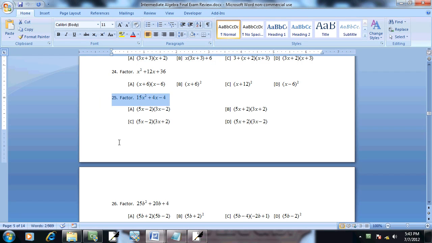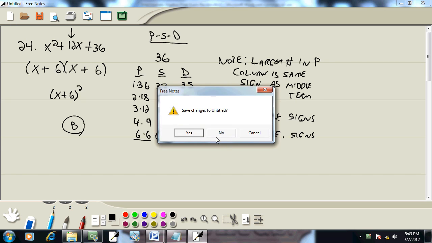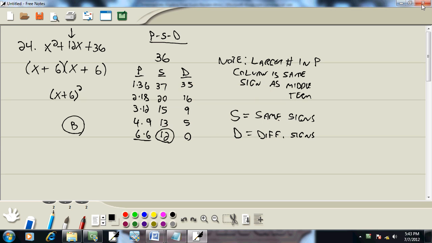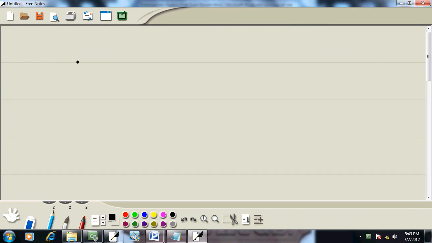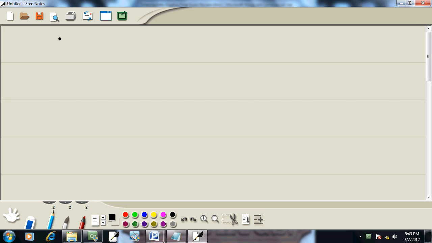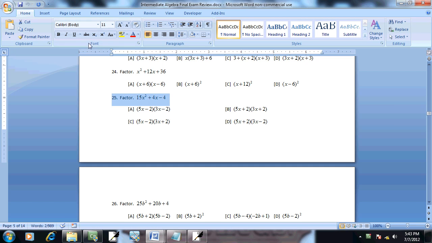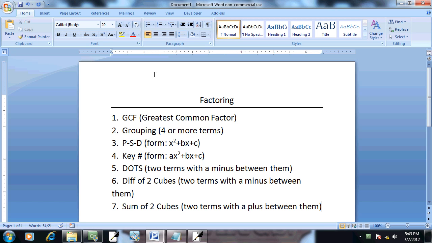Let's take a look at problem number 25. More factoring. Time for the tablet to blow up. There we go. Let's see, we got 15x squared plus 4x minus 4. And first method is GCF.